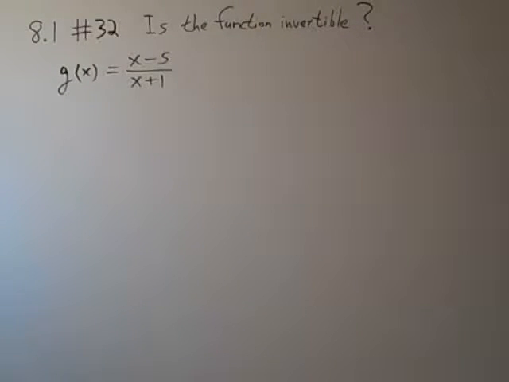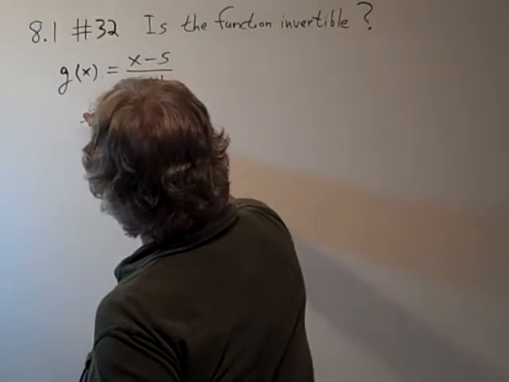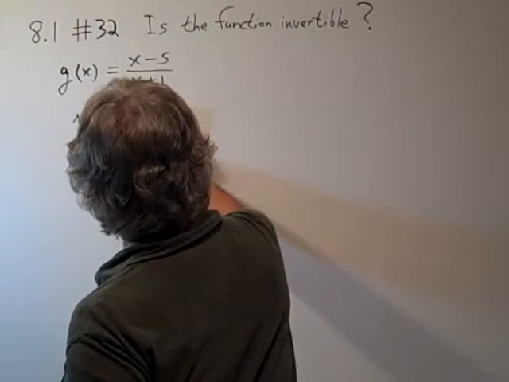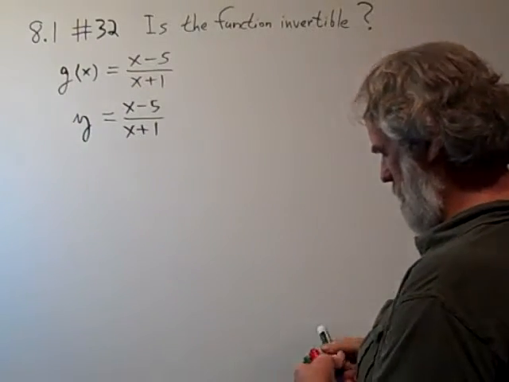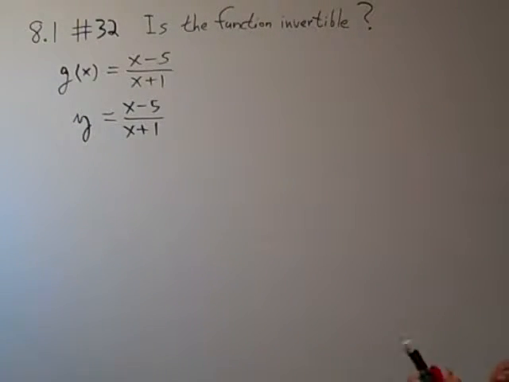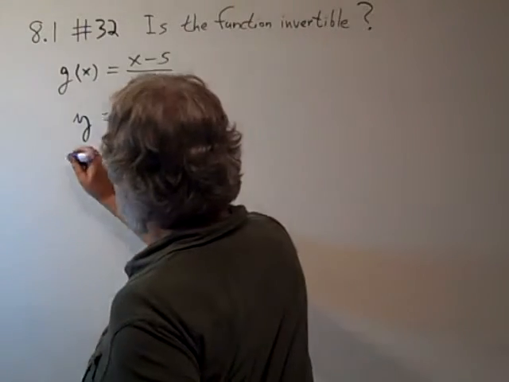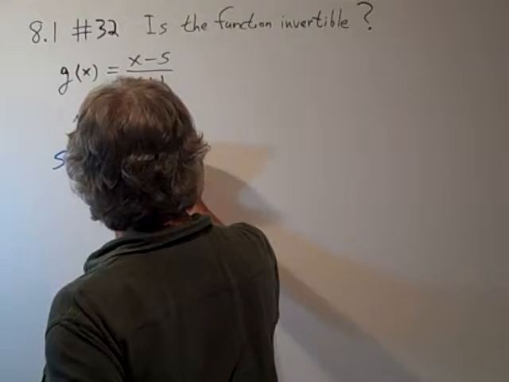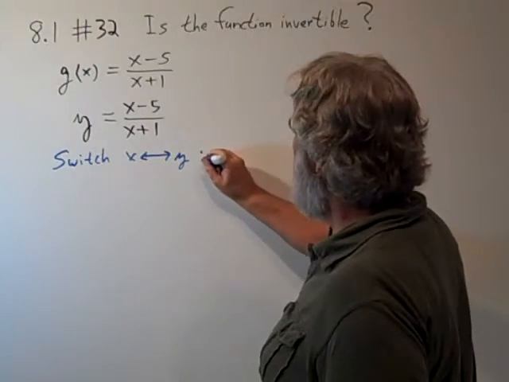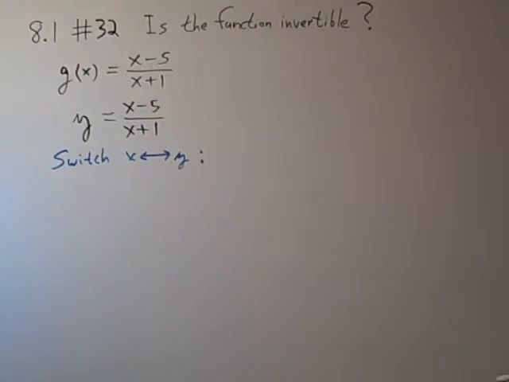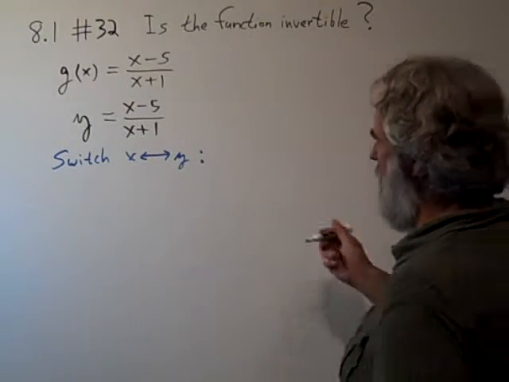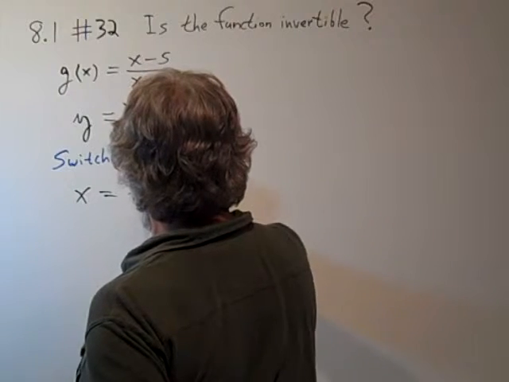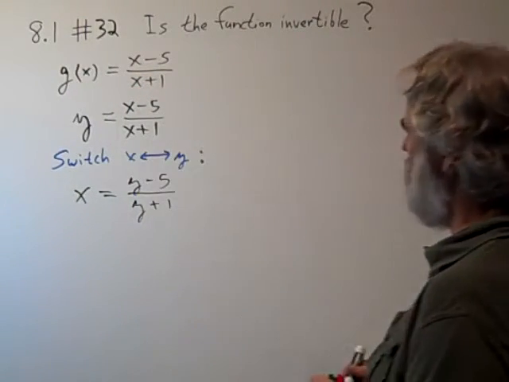Let's try to find the inverse of this function. Start by setting y equal to (x minus 5) divided by (x plus 1). To find the inverse function, we switch the x's and the y's. So whatever was an x becomes a y, and whatever was a y becomes an x. So the equation becomes x equals (y minus 5) divided by (y plus 1).